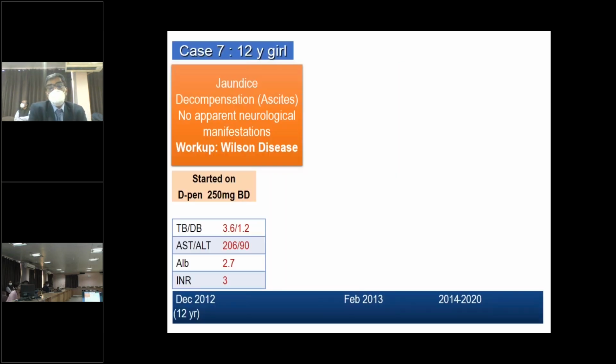Now coming to the next case, here is a 12-year-old girl who had presented to us with jaundice and ascites and no apparent neurological manifestation. And she was worked up and diagnosed to have Wilson disease. She was started on D-penicillamine.